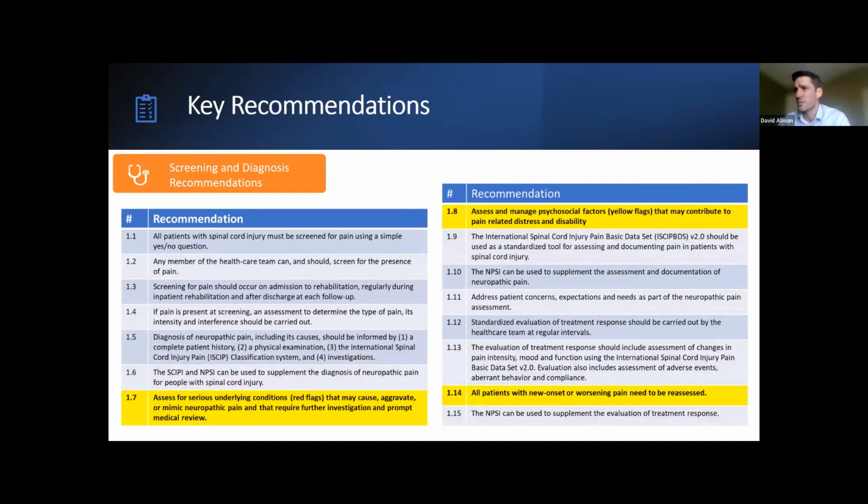And then lastly, importantly, to assess for any red or yellow flag conditions. Red flag conditions are any serious underlying conditions that can aggravate or mimic neuropathic pain. These are things that are in need of prompt medical review. And then there are also yellow flags, and these are more psychosocial factors, so maybe depression and anxiety tied to neuropathic pain that can contribute to distress and disability.